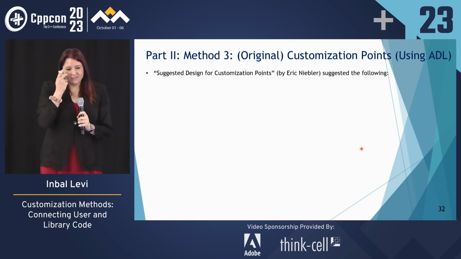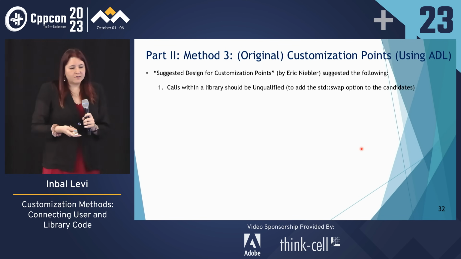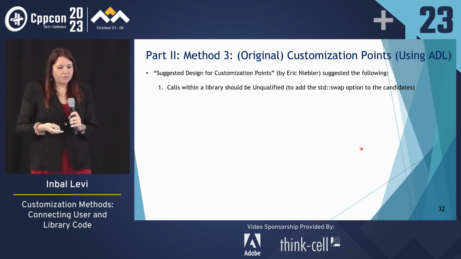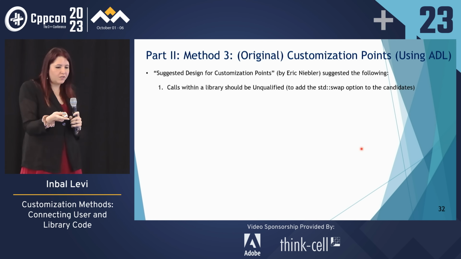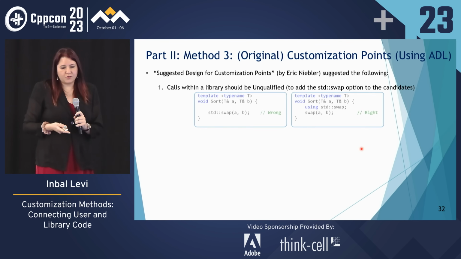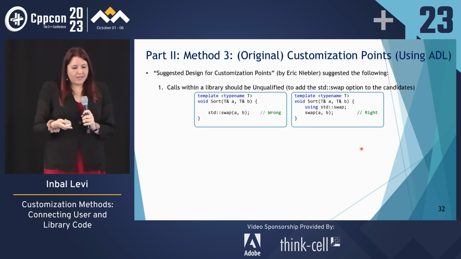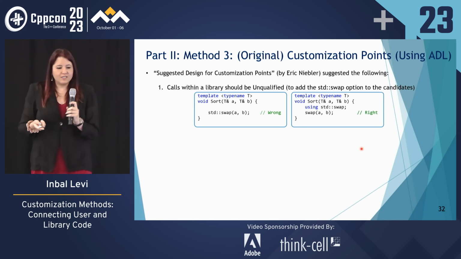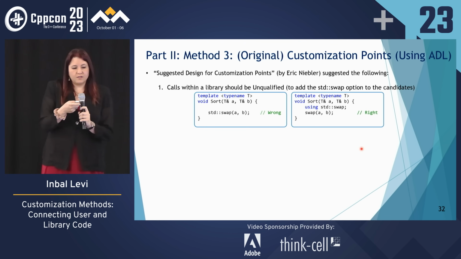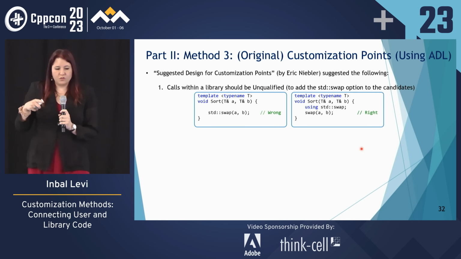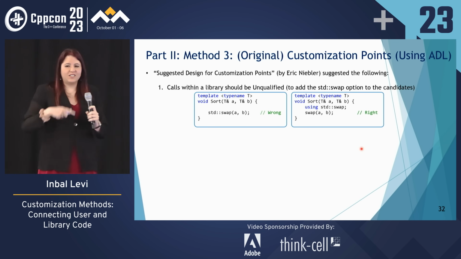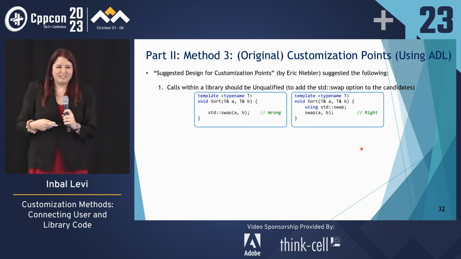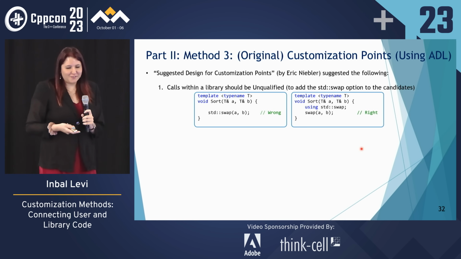As I mentioned, this paper by Eric Niebler was setting the terminology for customization points, exactly to address this method. Eric mentioned two problems here. First is that the calls within the library need to be unqualified. If you're looking at the right side, you need to do using std swap, opting in into this whole mechanism, a great mechanism of ADL and so on.